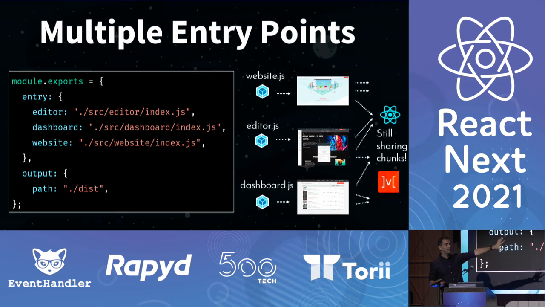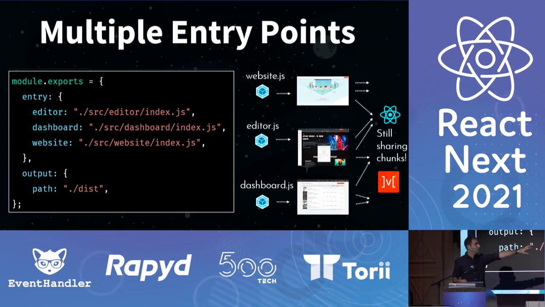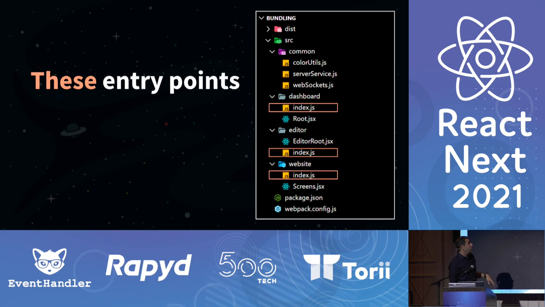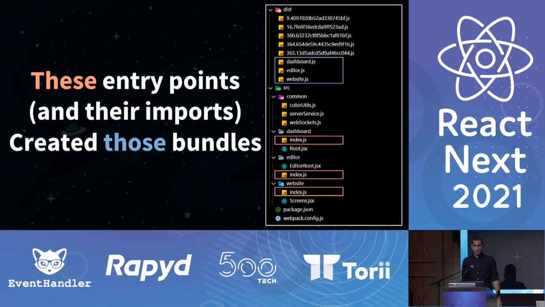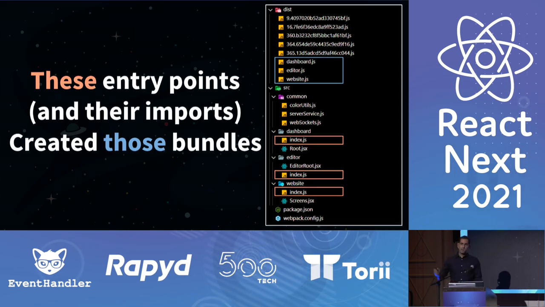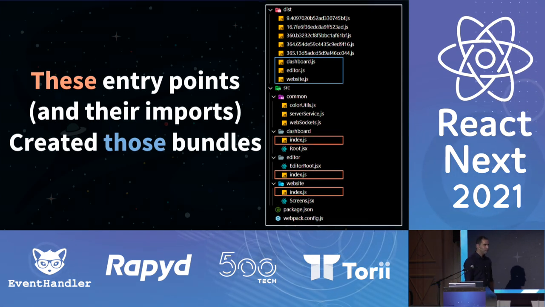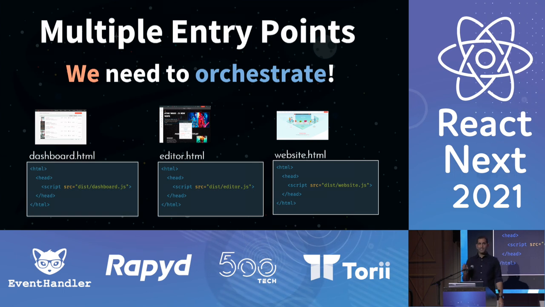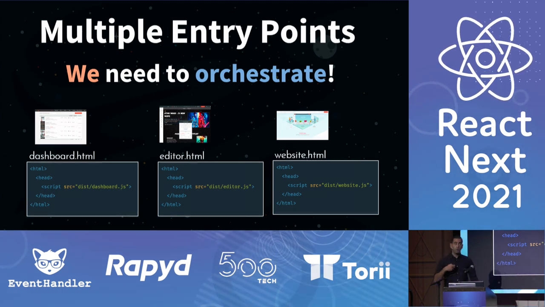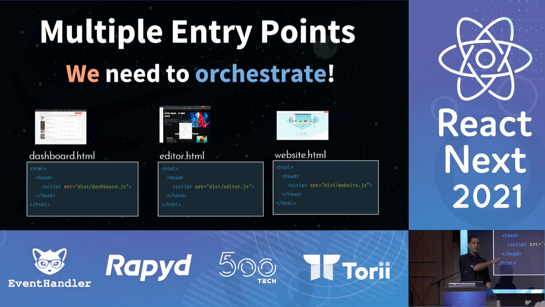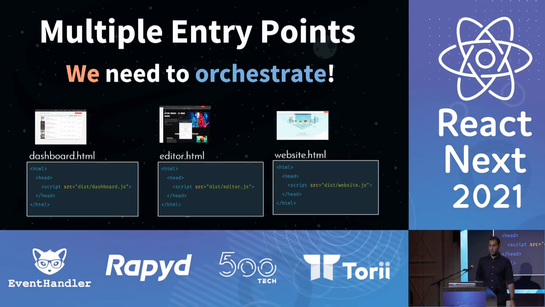But the problem is that Webpack is still sharing our chunks. It's still sharing our dependencies. So this is how it looks. Those entry points and all of their imports will create those bundles. So now we gained a little bit of control over our bundles, but there's a problem. We still need to orchestrate them. Since Webpack is not the one doing the orchestration, we're the ones that need to decide where every bundle is going to go. So this could be a problem.